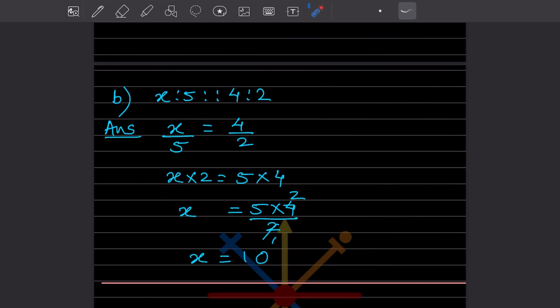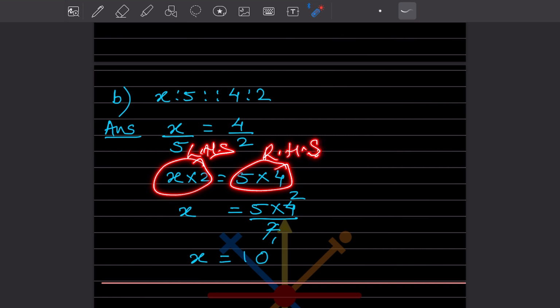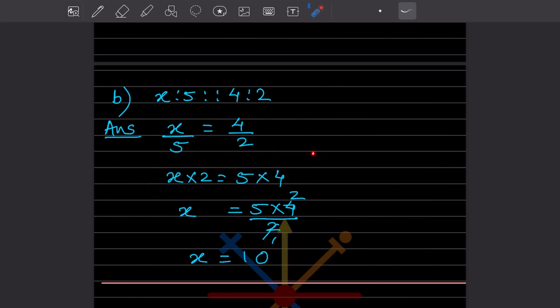So what did I do? This is your left hand side and this is your right hand side. This also we have seen in the previous videos. You can check. So don't skip any videos, okay? Now look at here. This x will be as it is, and 5 by 4, the right hand side, is same here. And this 2 is in the numerator, so when it is going here, this gets divided.